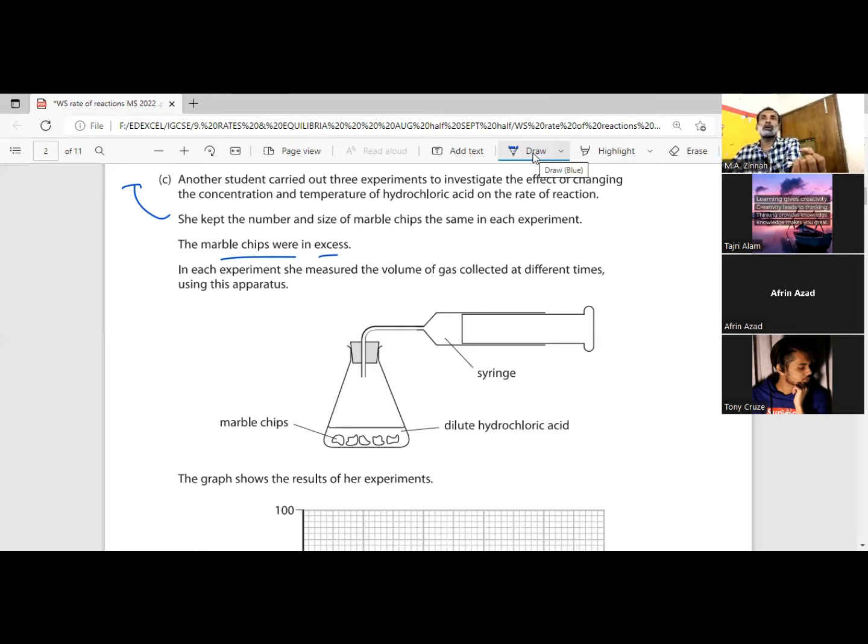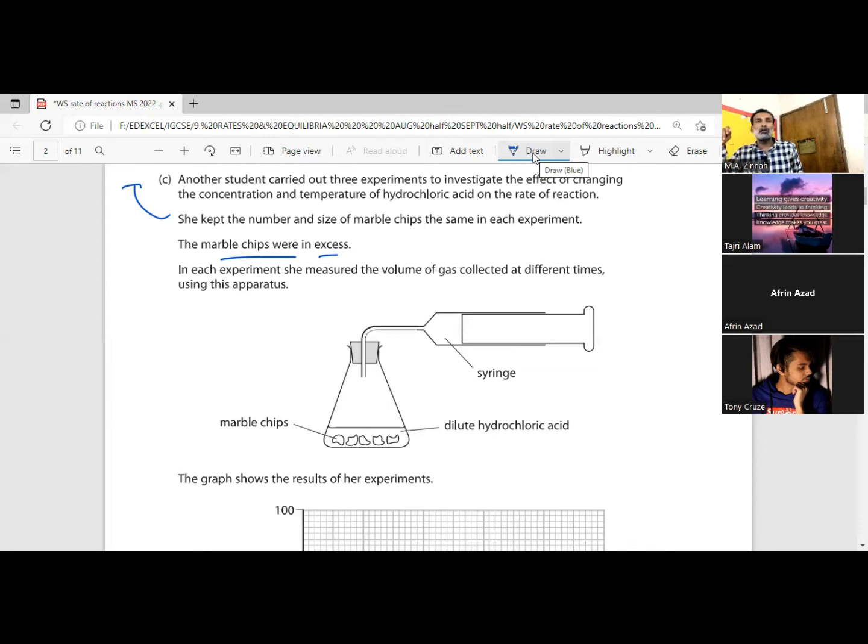তাহলে কি হবে বলো দেখি? Using different concentration of the acid, this would have two effects. One effect on the rate, another effect will be on the amount of product. Why an amount of product? Because here marble chips are excess. Do you understand what it says? Marble chips are excess. That means the product will depend on the acid. Do you understand this?